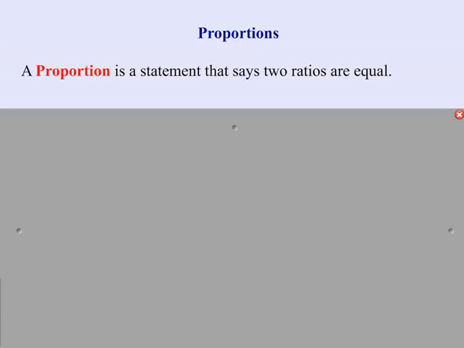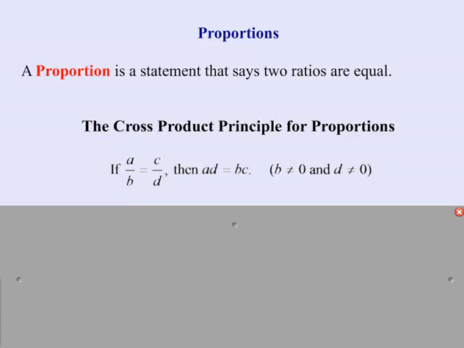Next, we define proportion. A proportion is a statement that says two ratios are equal. We solve proportions with the cross product principle. If A over B equals C over D, then AD equals BC.